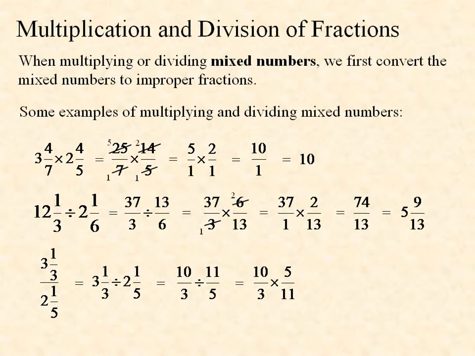We invert the 11 fifths and multiply. That gives us 10 thirds times 5 elevenths, which is 50 33rds. And that is an improper fraction. 33 goes into 50 once, and we have a remainder of 17, so that's 1 and 17 33rds.